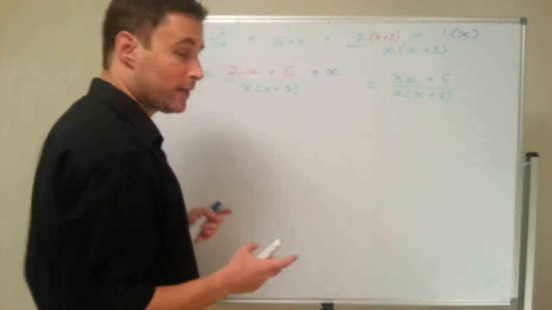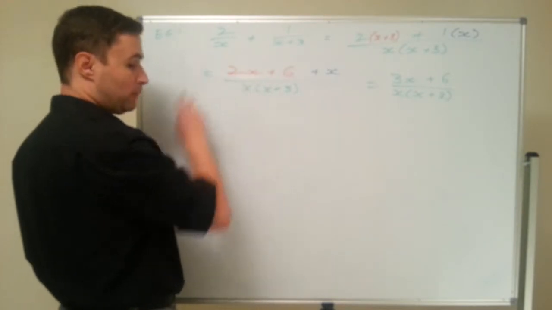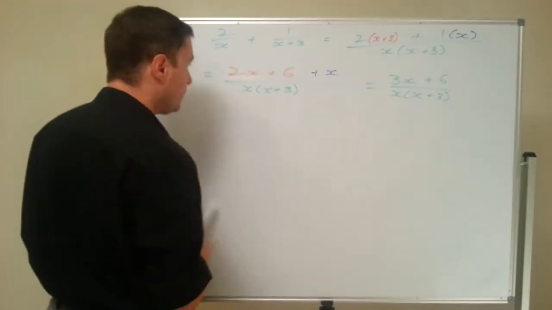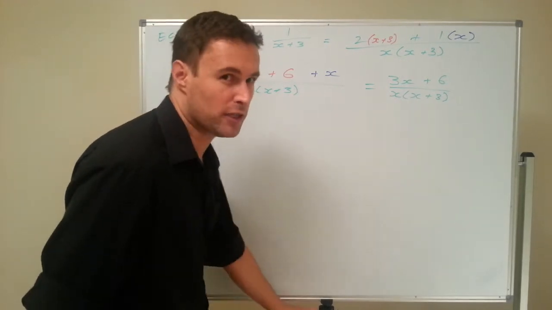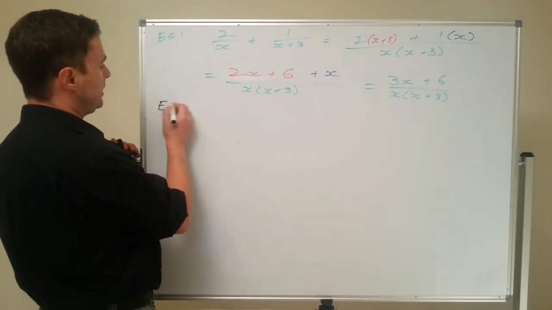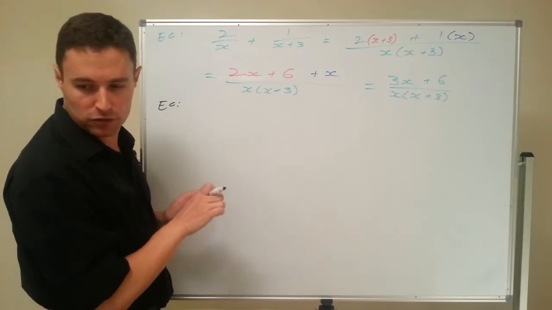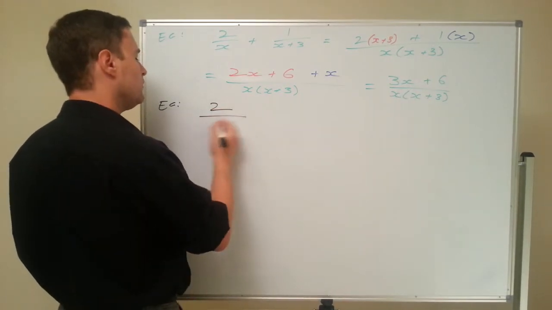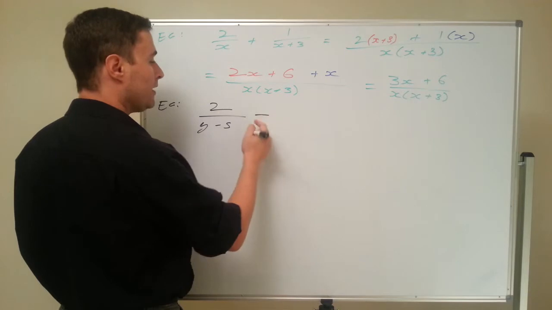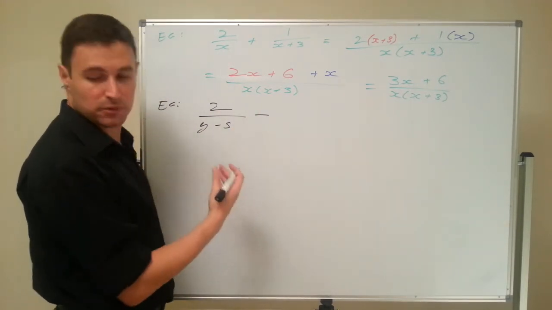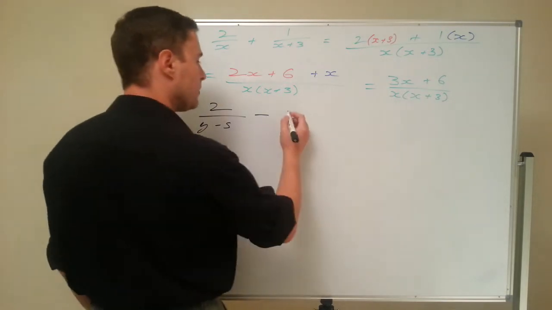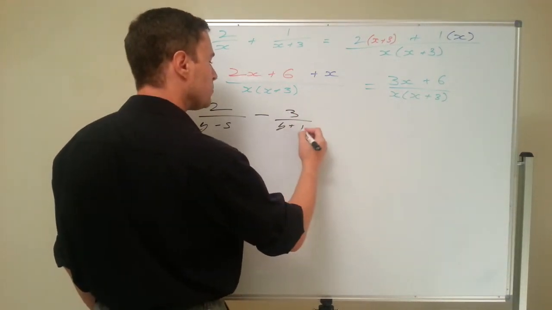So, now let's look at what happens when we have not just a monomial, but a binomial at the bottom. Okay, so let's take a look at this example. Let's do it in black. This is starting to get a little bit tricky. Okay, so I've got 2 over y minus 5, minus, that's important, it's going to add to our difficulty a little bit later. Not much, but a little bit. 3 over y plus 1.